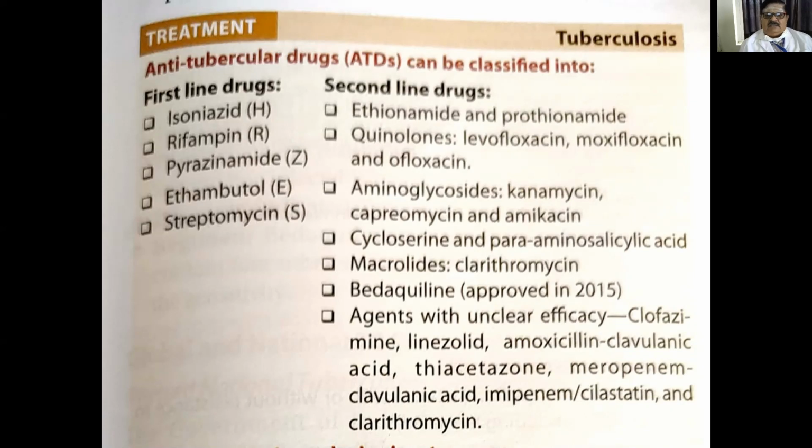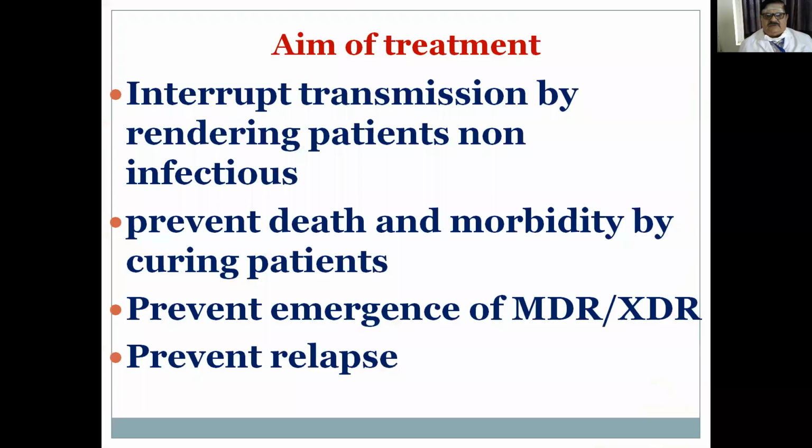Second line: ethionamide, quinolones like levofloxacin, moxifloxacin, or ofloxacin. Aminoglycosides like kanamycin, capreomycin, and amikacin. And cycloserine, para-amino salicylic acid, PAS. Macrolides like clarithromycin. Bedaquiline was introduced in 2015, and agents with unclear efficacy. So these are all various drugs that are used.